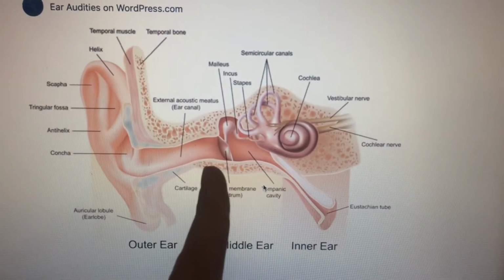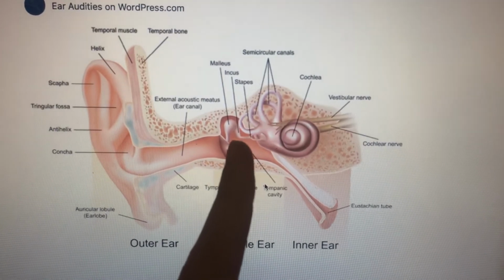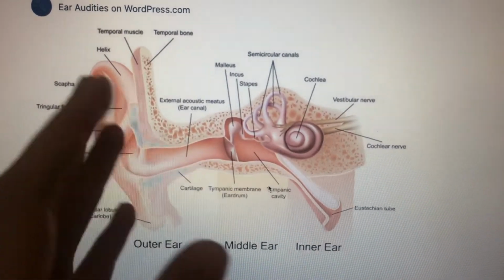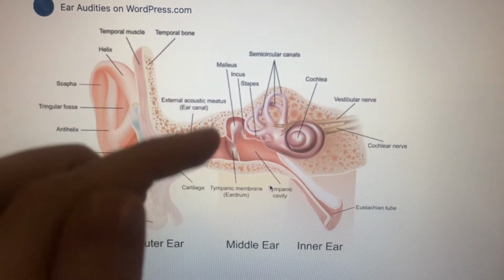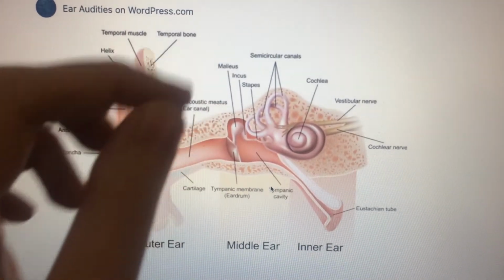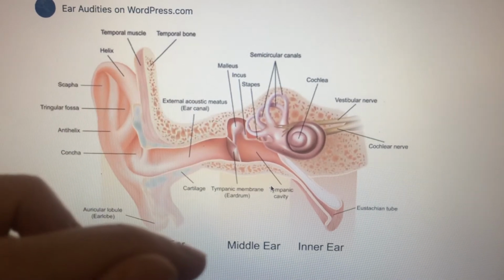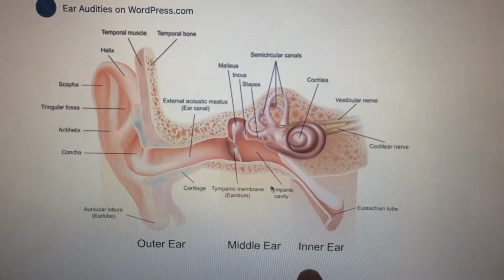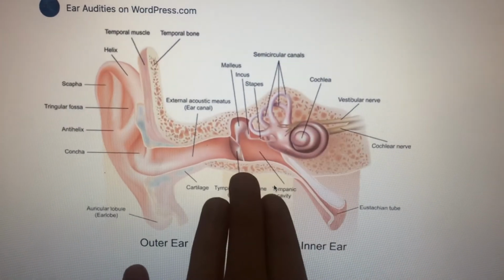So our eardrum starts to vibrate, and these three bones are then set into motion because they're all connected. And this vibration will travel through the malleus, incus, and stapes, and to this cochlea here, which is our inner ear. So this is our middle ear, these three bones.